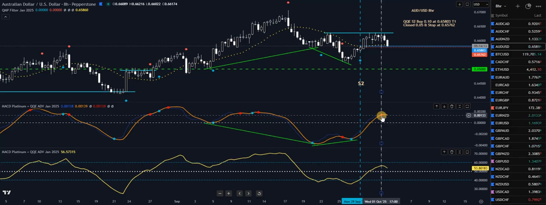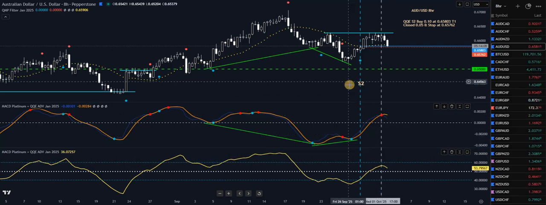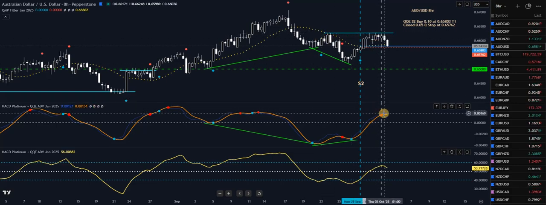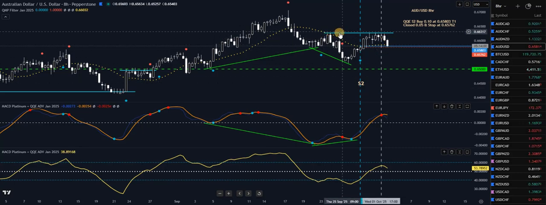Red dot on the MACD, platinum above the 0 level. And we've got this sort of resistance level on price. So if we get an MP sell or HP sell, I'm going to take it. So I've got that resistance on price. I think this is going to be stopped out.